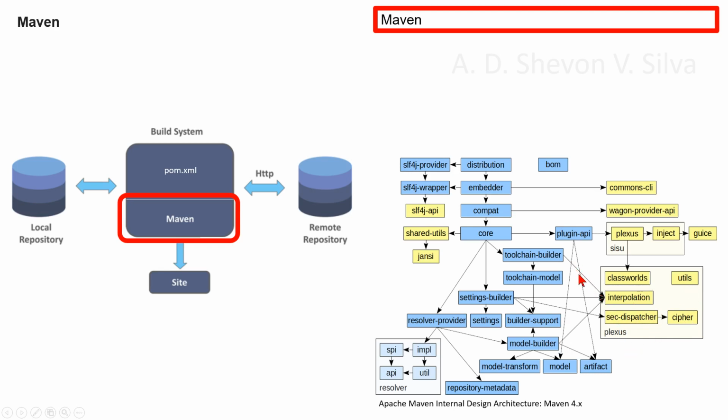Toolchain builder, settings builder, and model builder are connected to interpolation. Settings builder is connected to sec dispatcher, and resolver provider is connected to IMPL. Inside the resolver you can see IMPL, SPI, API, and util. IMPL is connected to SPI and util. SPI is connected to API, and util is connected to API.